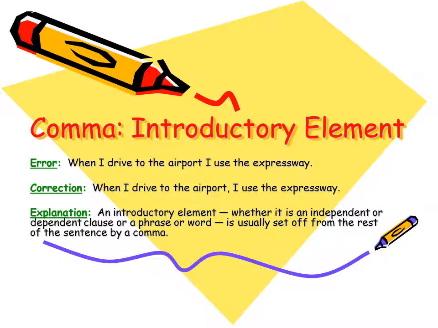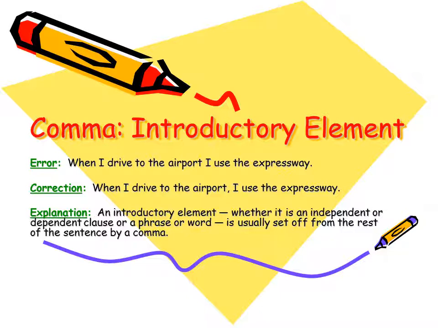Now here's a common one. If you have an introductory element, that simply means the words that go in the front of the sentence before you get to the main subject and verb. So here's your introductory element. When I drive to the airport, I use the expressway. Take a look at the correction. Isn't it easier to read that sentence when you separate the introductory clause and the main clause? When I drive to the airport, comma, I use the expressway.